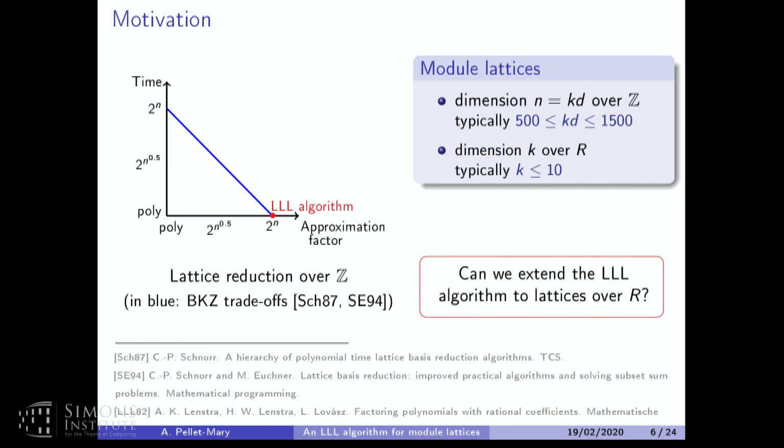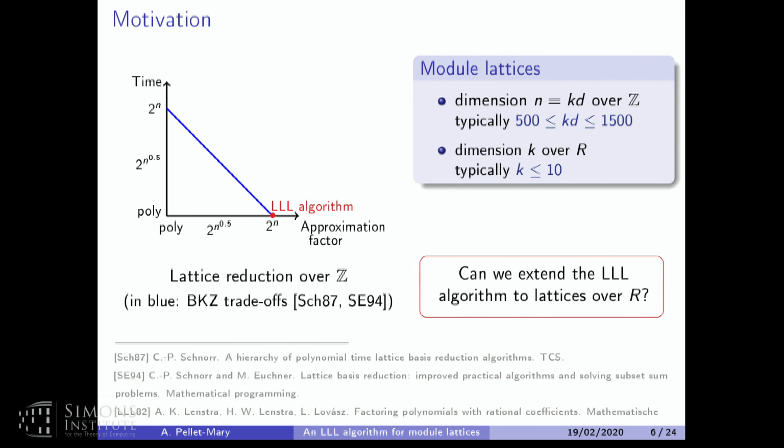That's the main motivation of what I want to show you: can we extend the LLL algorithm, which works for lattices over the integers, to other rings? Because if we can, we would get much smaller approximation factors for module lattices. So that's really the motivation. The answer is no, not for the moment. But we have been improving the state of the art, and I'm going to show you this.